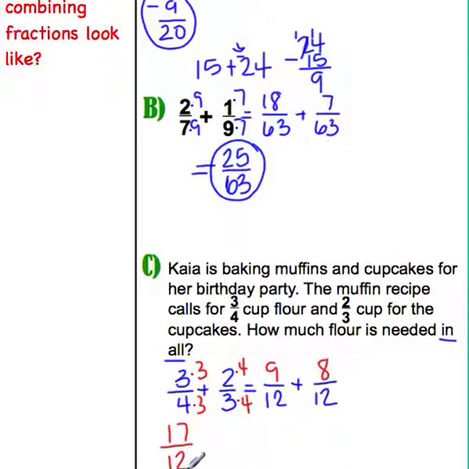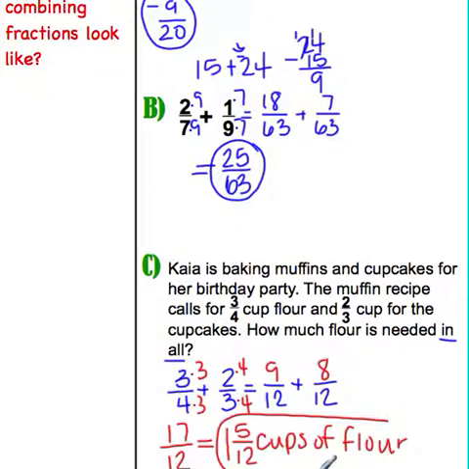Well, I don't like having a denominator smaller than the numerator, so we're going to go ahead and say, well, 12 goes into 17 once. There's 5 left over. So we have 1 and 5/12 cups of flour. Please make sure on word problems that you're putting a label on your answer, because without the label, it doesn't show me you have full understanding of that word problem.